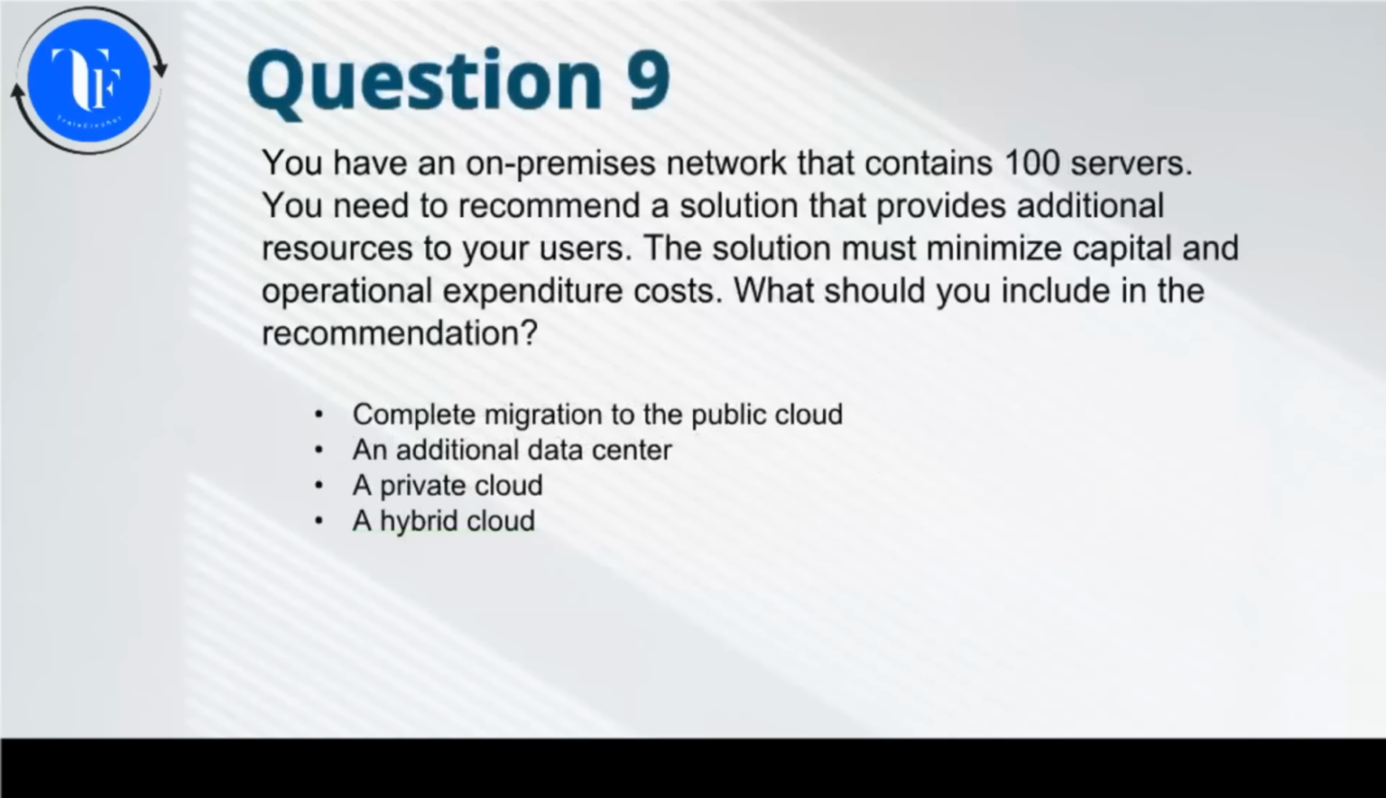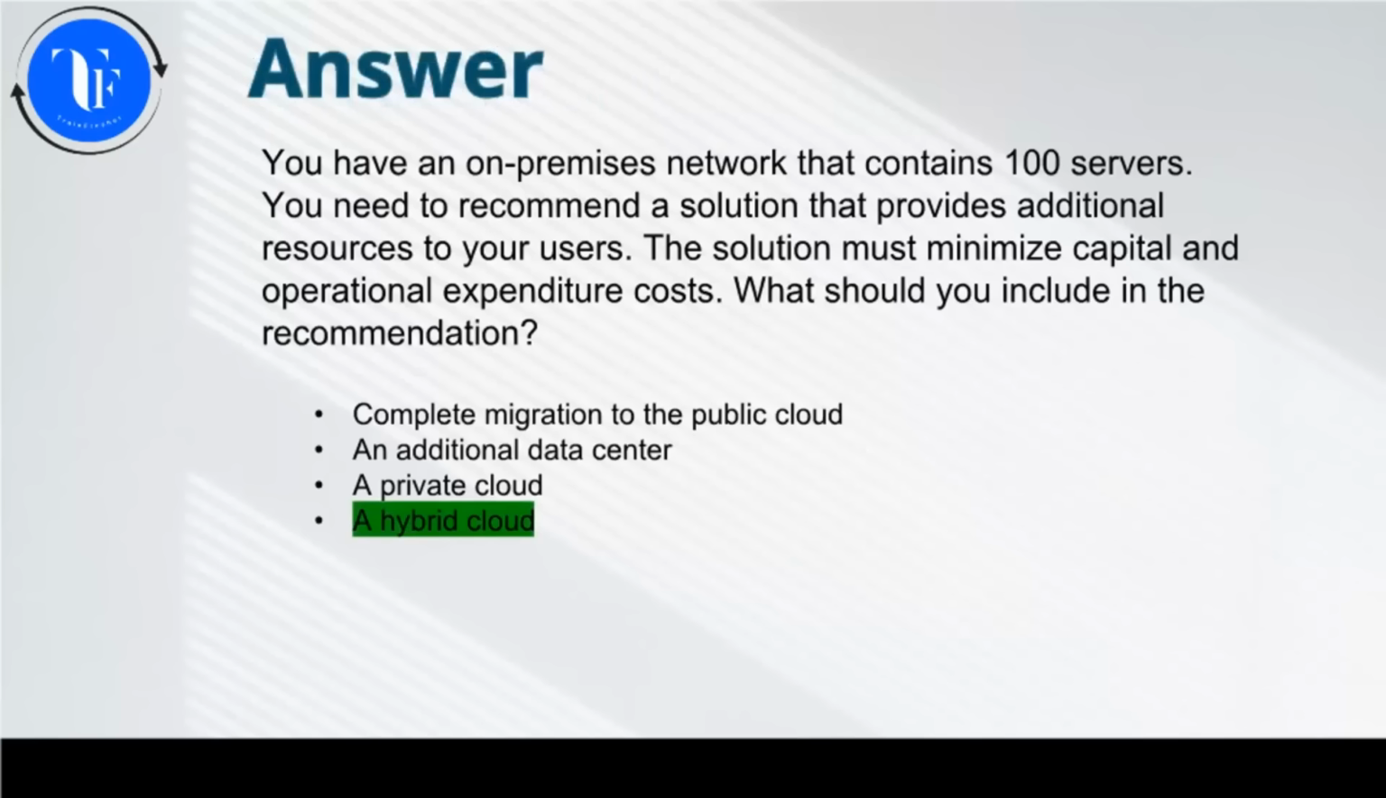Question 9. You have an on-premises network that contains 100 servers. You need to recommend a solution that provides additional resources to your users. The solution must minimize capital and operational expenditure costs. What should you include in the recommendation? Complete migration to the public cloud, an additional data center, a private cloud, a hybrid cloud. A hybrid cloud is the correct answer.